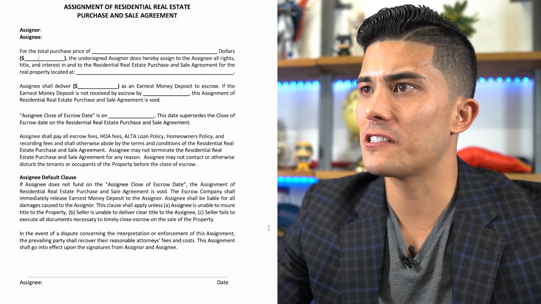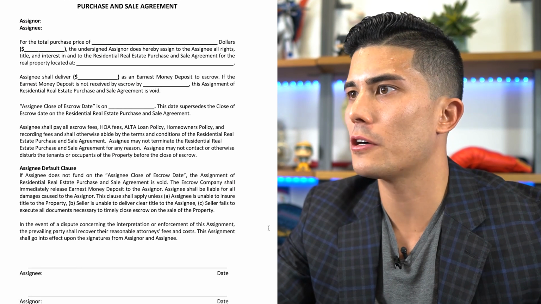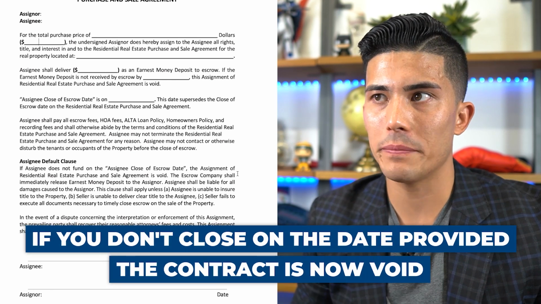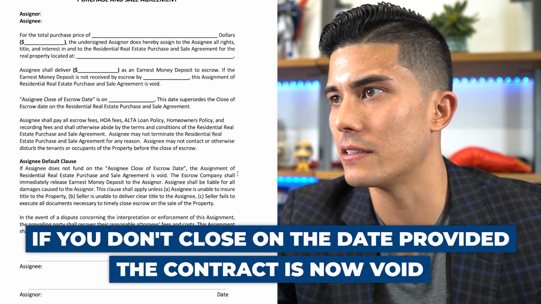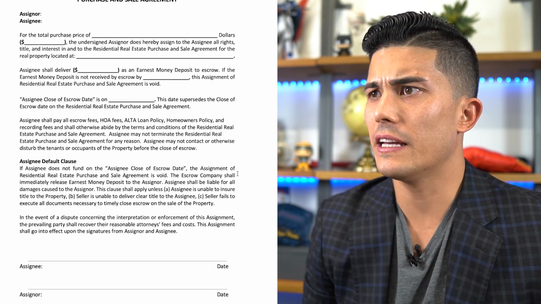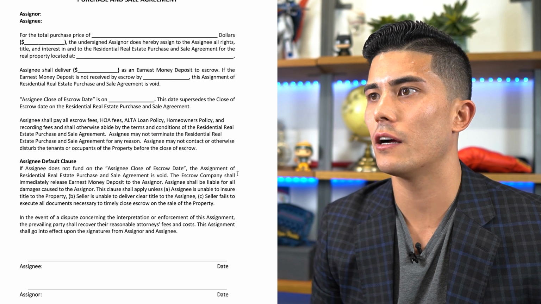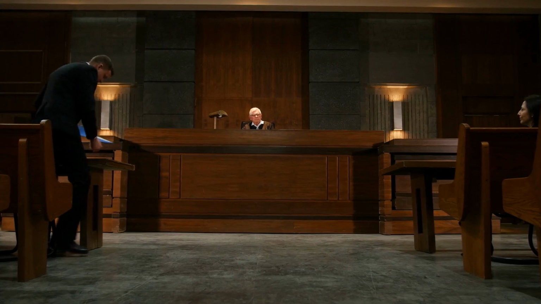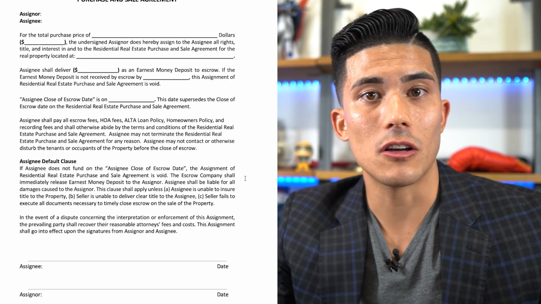Okay, last part of this, if assignee does not fund the assigned close of escrow date, the assignment of the residential purchase and sale agreement is void. So if you don't close on the date that we put right up there on the assignee close of escrow, the contract is now void. And as this states, the escrow company shall immediately release earnest money deposit to the assignor. In the event of concerning the interpretation or enforcement of this agreement, the prevailing party shall recover attorneys' fees. And then the last part just simply states that if there's any drama, it's gonna go through attorneys. As long as you both agree, just sign there at the bottom, and that is all the assignment is.